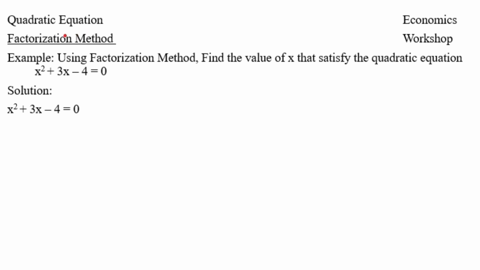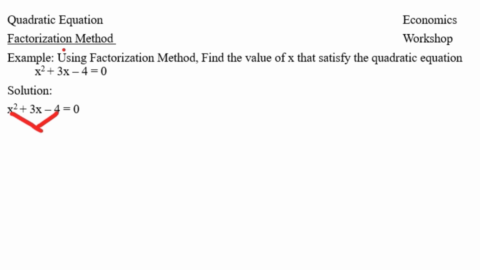Quadratic equation. Factorization method. Example 1. Using factorization method, find the value of x that satisfies the quadratic equation x squared plus 3x minus 4 equals 0. In order to use factorization method to solve this quadratic equation, the first step to take is to find the product of the constant with the first term. That is the product of this constant with this first term.